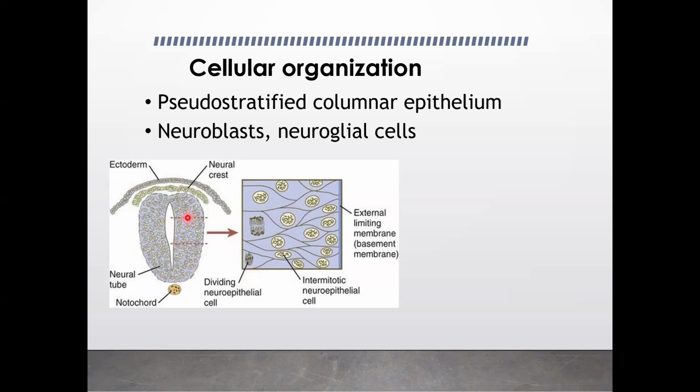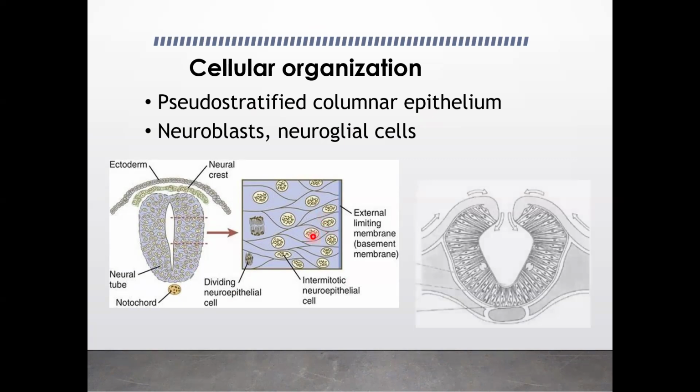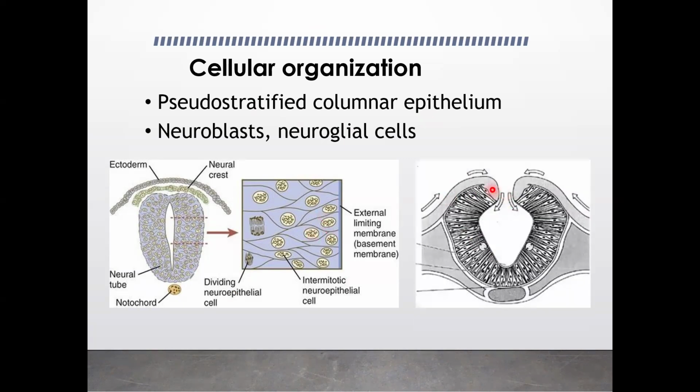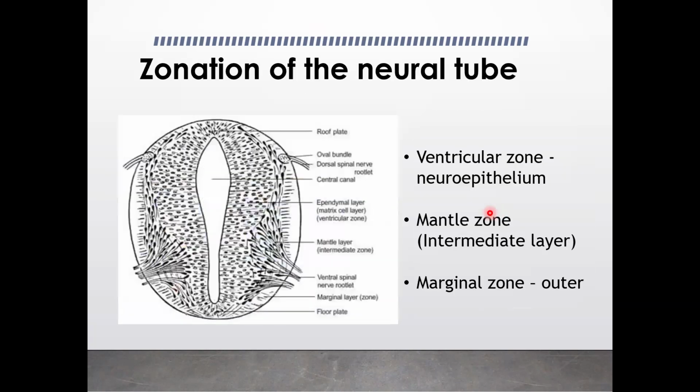So the pseudostratified columnar epithelium will undergo proliferation to give us three layers. This is not neurotube formation, where folds form the neurotube. Here we have the neuroepithelium undergoing proliferation to give three zones. So we have zonation of the neural tube.